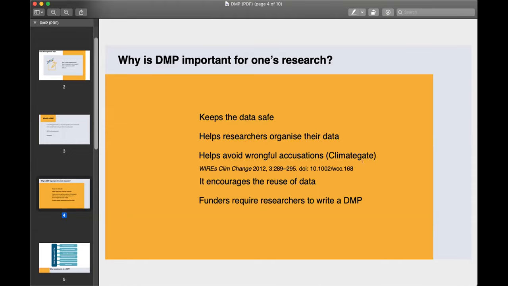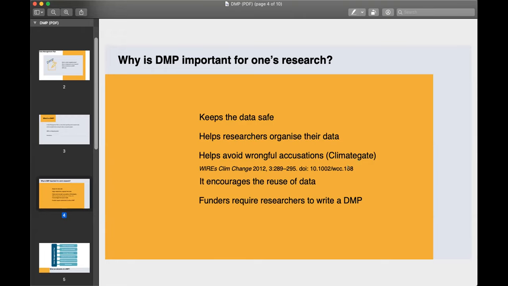DMPs avoid the wrongful accusation. So I wrote here as an example to give you ClimateGate. What is it all about? In 2008, emails were removed without authorization from a University of East Anglia server, and they were posted to the internet. This scandal alleging fraud by leading climate scientists became known as ClimateGate.